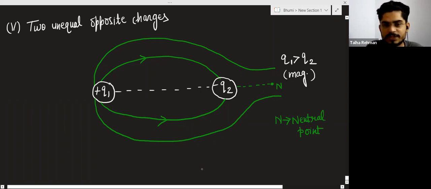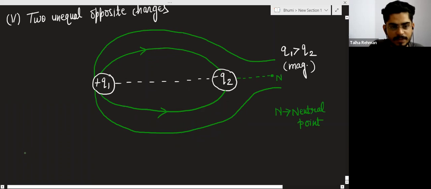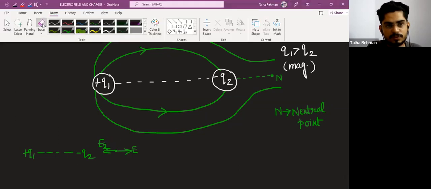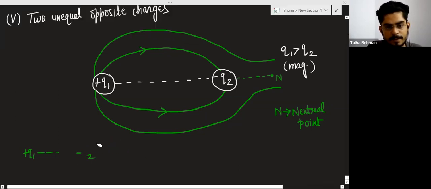You can check this also. Take a plus Q1 charge and a minus Q2 charge, and here is a point. Due to this charge, the direction of electric field is in this direction, E2, and due to this charge, the direction of electric field is in this direction. So the neutral point will lie either this side or this side. Okay, fine.